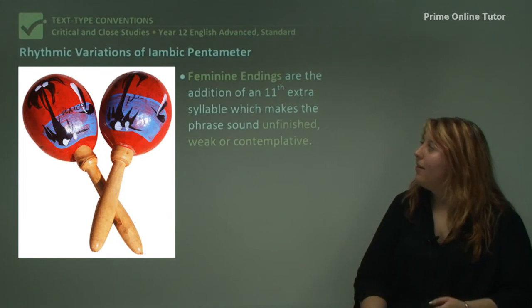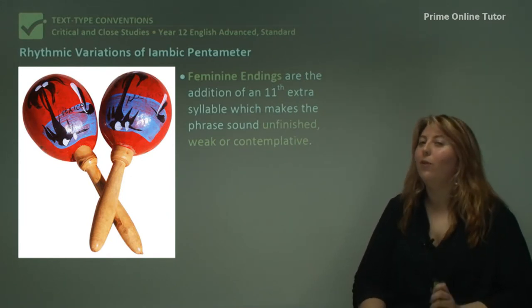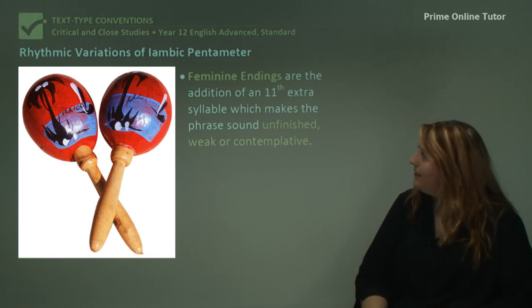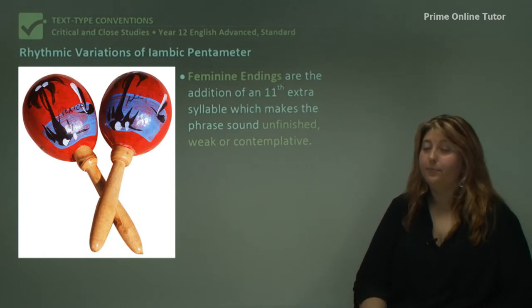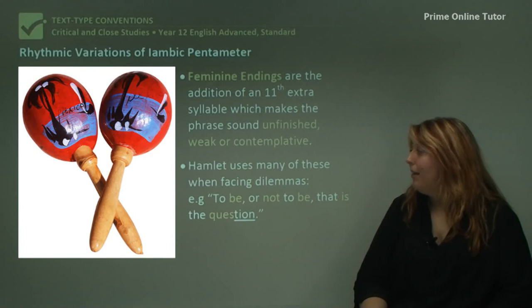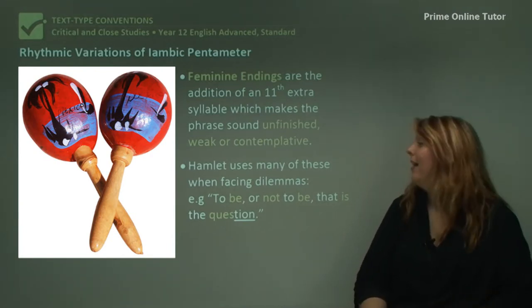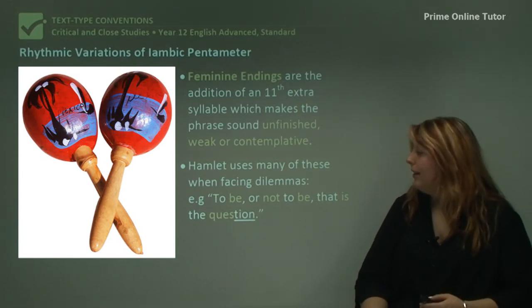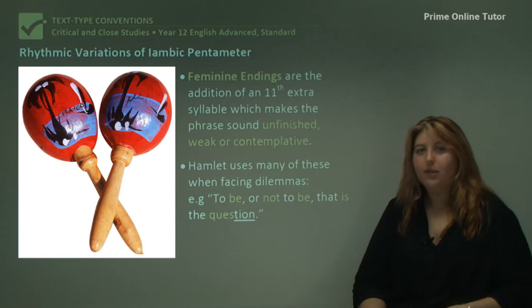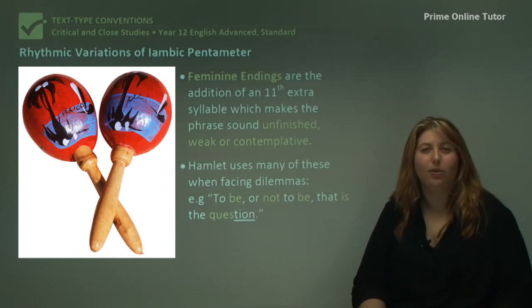So there are a couple that are important for your different plays. Feminine endings is particularly important for Hamlet. A feminine ending is the addition of an extra 11th syllable, which makes the phrase sound unfinished, weak, or contemplative. So Hamlet uses a lot of these when he's facing dilemmas or when he's pondering over something that he hasn't quite figured out yet. The most famous example would be "To be or not to be, that is the question." So it's got a very falling sound, and you almost feel that he's hesitating or unsure about what he's saying.